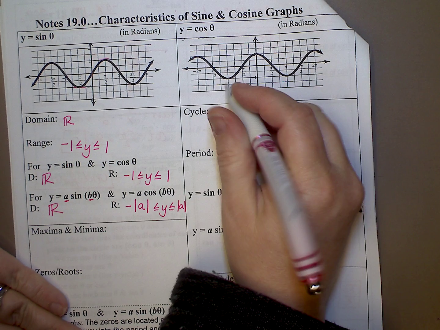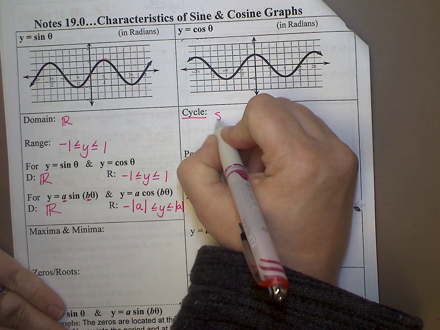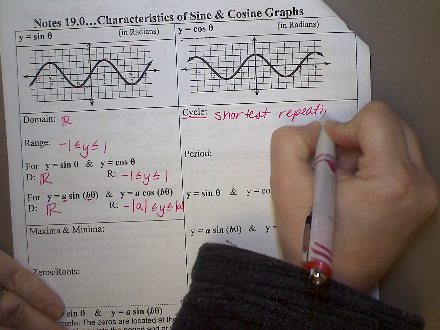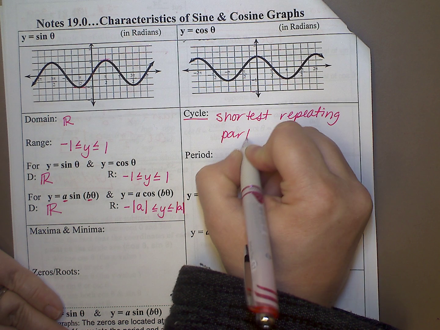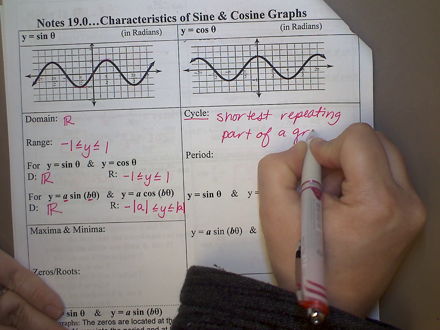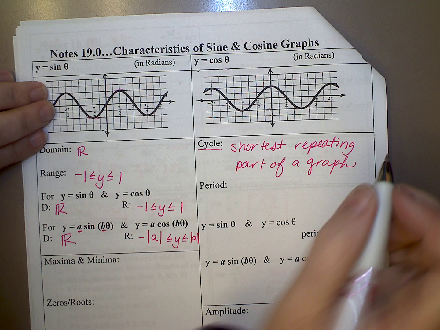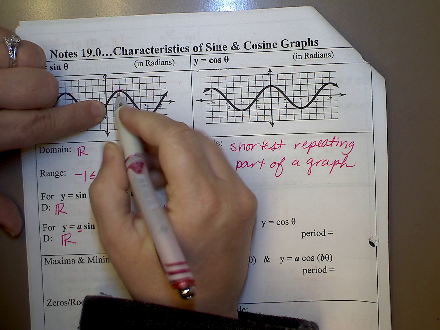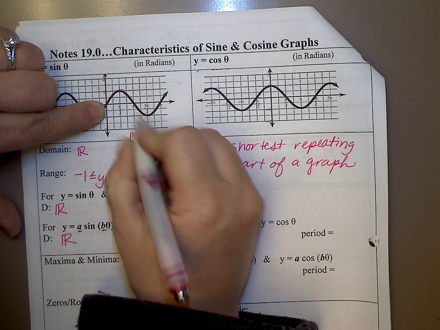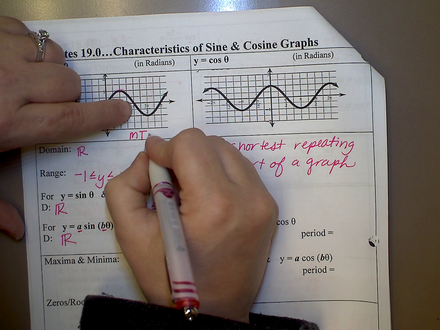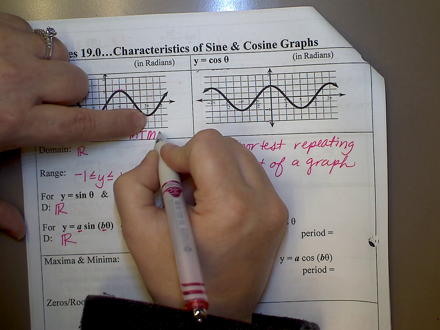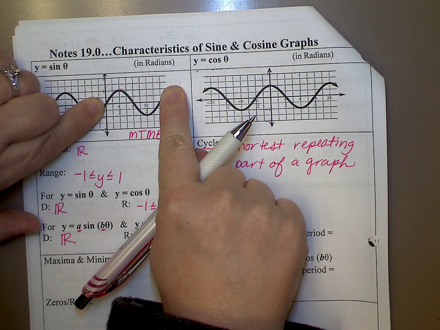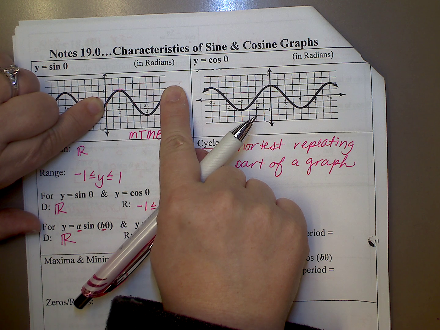Let's see, some other words that we need to know. A cycle. A cycle is the shortest repeating part of a graph. And here's how I like to remember it. I like to remember that on a sine graph, you start at the middle, and then you go to the top, and then you go back down to the middle, and then to the bottom, and then to the middle. And that would be considered one cycle. Okay? One cycle from middle, top, middle, bottom, middle.